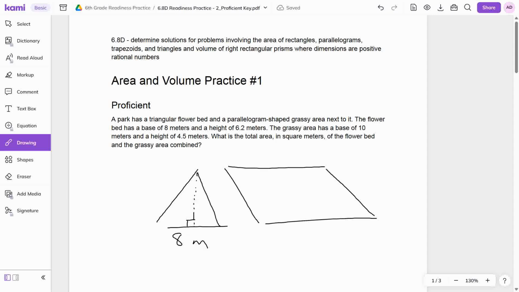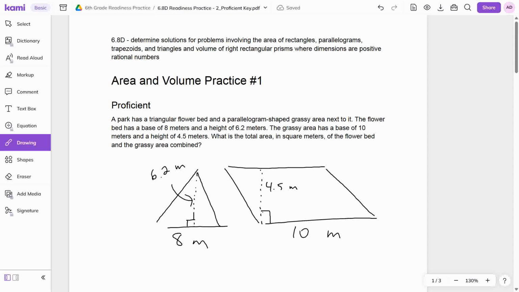So I'm going to have to draw that height inside with a dotted line because it's not one of the sides. And then my grass area has a base of 10 meters and a height, same thing with the parallelogram. It's not one of the sides, so we need to draw the height perpendicular to the base, and it needs to be a dotted line. All right, so what is the total area of both of those combined?